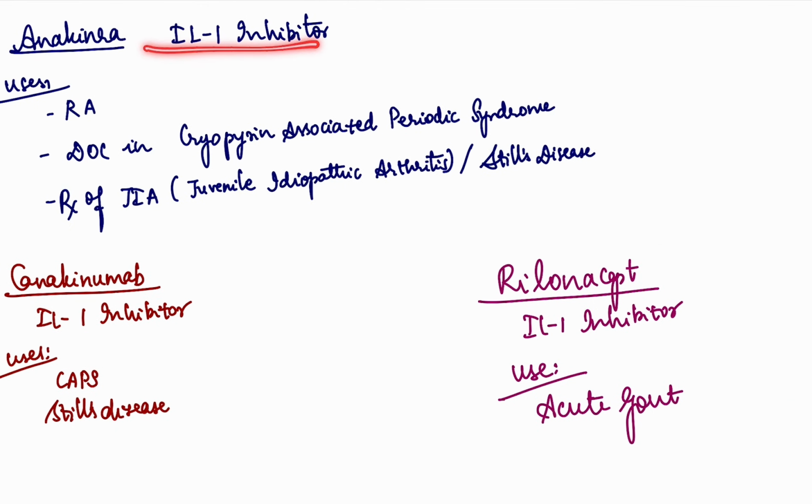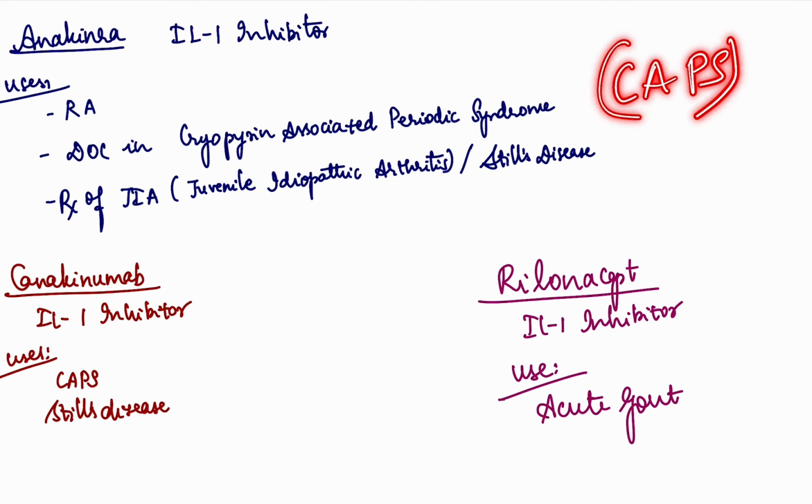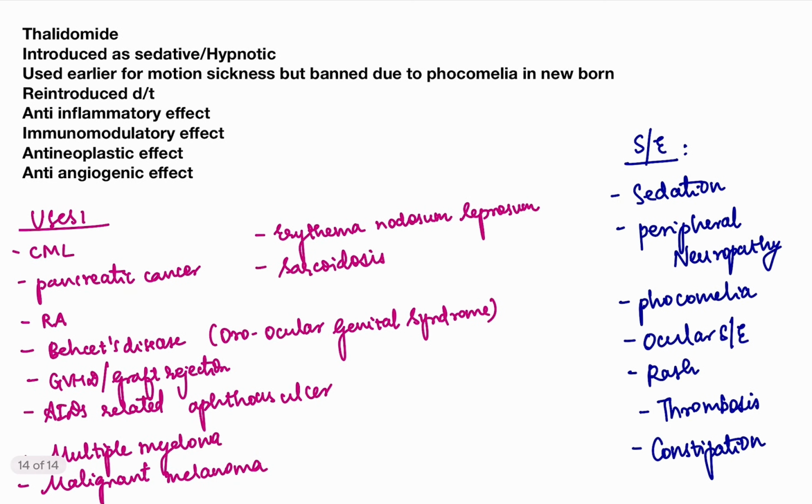Anakinra is an interleukin-1 receptor inhibitor, which is used in rheumatoid arthritis. Anakinra is a drug of choice in cryopyrin-associated periodic syndrome. It's used in the treatment of juvenile idiopathic arthritis, which is Still's disease. Canakinumab is also an interleukin-1 inhibitor, used in CAPS, cryopyrin-associated periodic syndrome, and Still's disease. Rilonacept is an interleukin-1 inhibitor, which is used in acute gout.